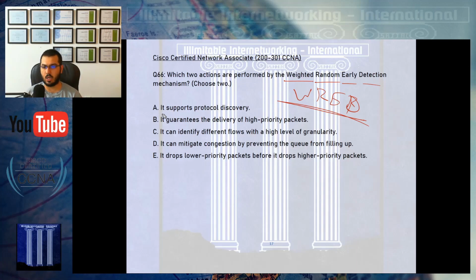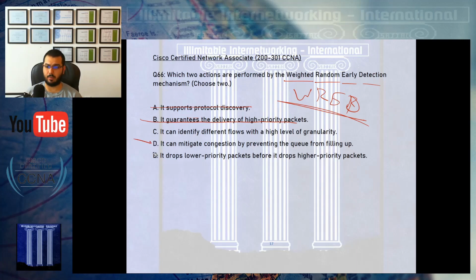Let's discuss the questions anyway. It supports protocol discovery? No. It guarantees the delivery of high priority? It's not guaranteed, it will start to randomly drop, so you cannot guarantee what will be dropped. It can identify different flows with a high level of granularity? No, it's not your job, but let's see if there is another possibility. It can mitigate congestion? It does mitigate congestion because it's a QoS mechanism, by preventing the queue from filling up. And how does that happen? By randomly dropping some packets so that the queue will not get filled.